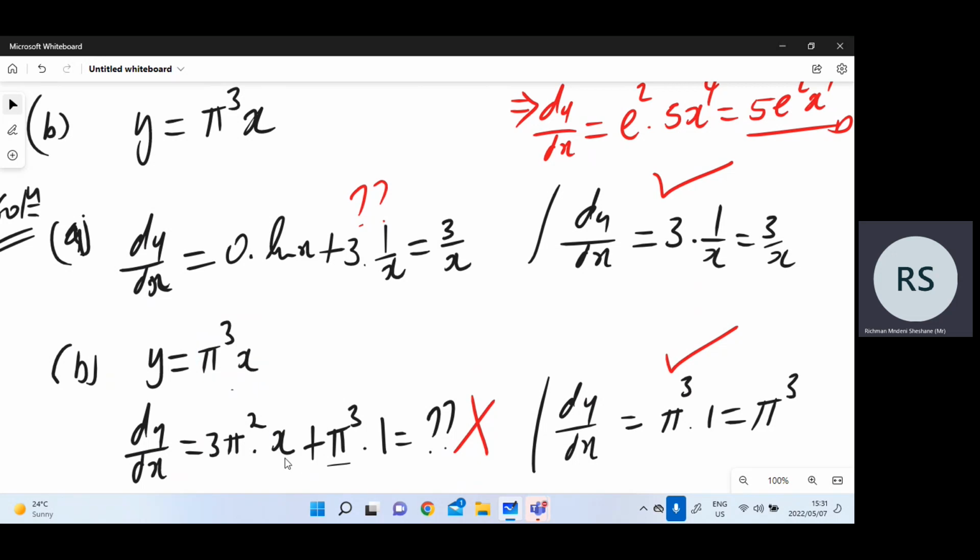That's the first mistake students make. They always apply the product rule even when there's a constant. So don't apply the product rule in this case. Apply it when you have a function multiplied by a function.